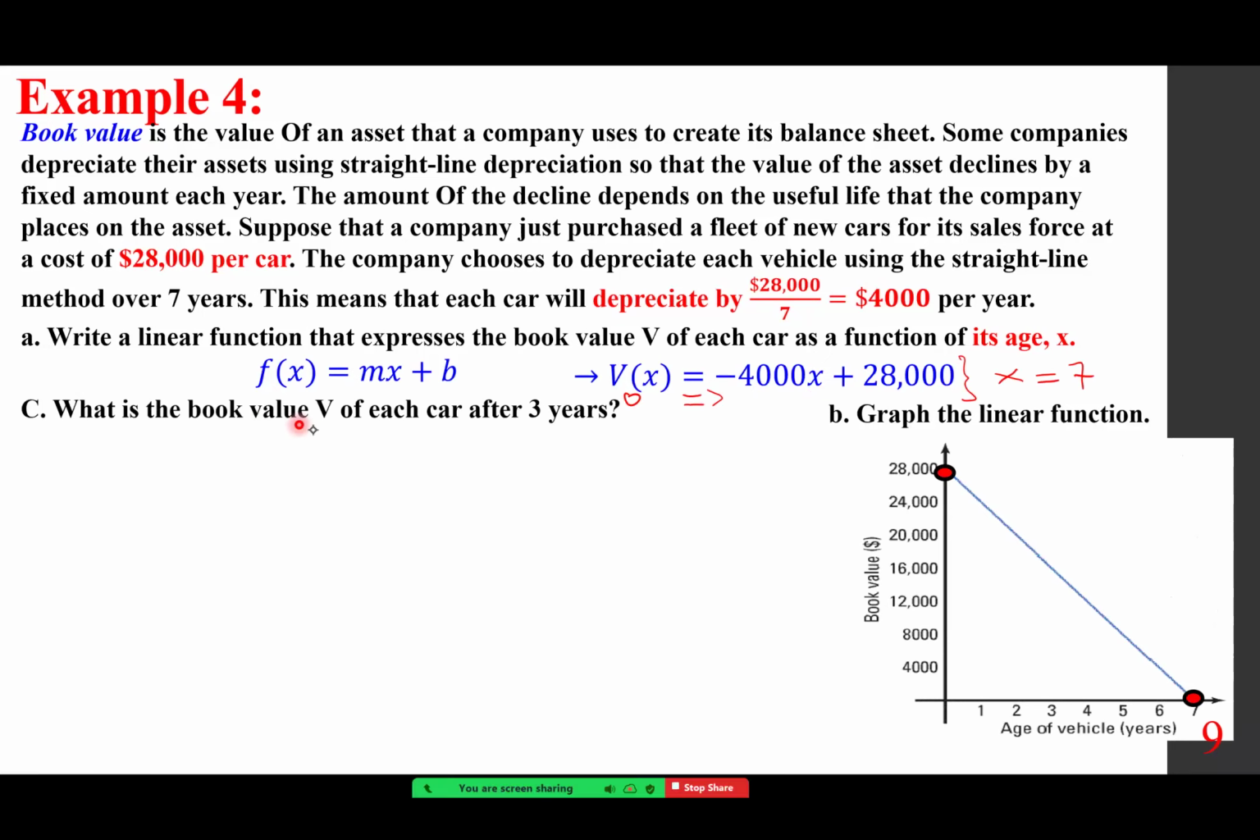Now, what is the book value v of each car after 3 years? So replace the x with 3 times minus 4,000 is minus 12,000 plus 28,000 is 16,000. So I hope everybody can see this is negative 12,000.